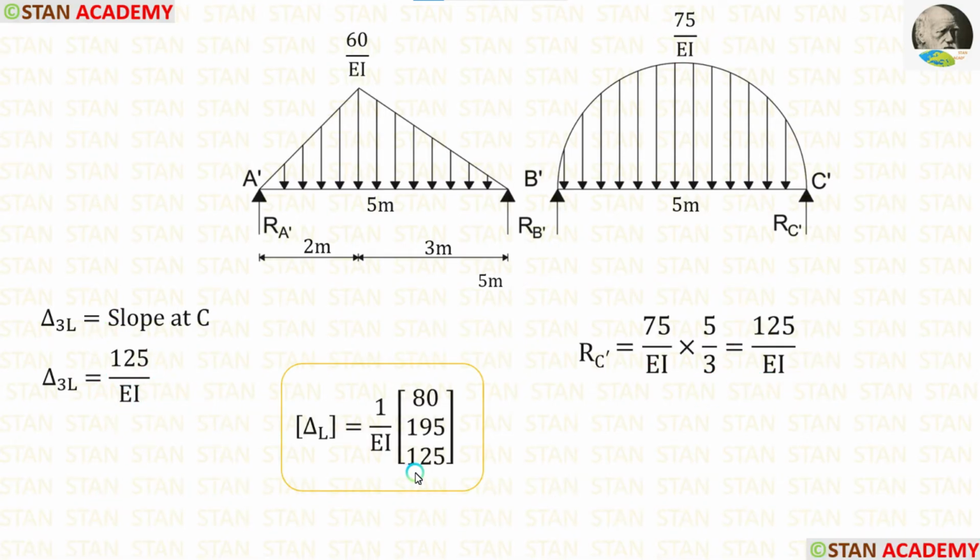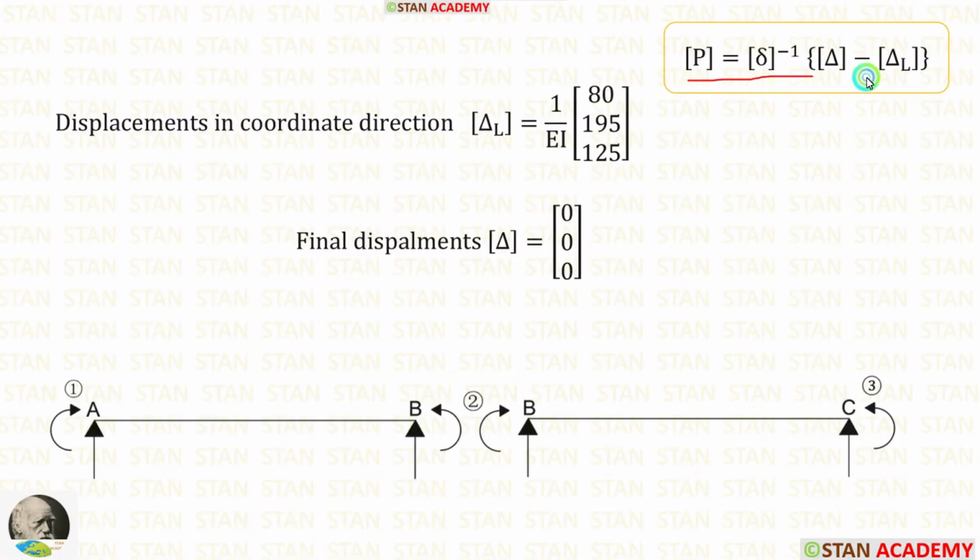Let us enter the values inside the delta L matrix. 1 upon EI is constant, let us take it outside. In this formula, we have calculated the delta L matrix. Now let us calculate the delta matrix.